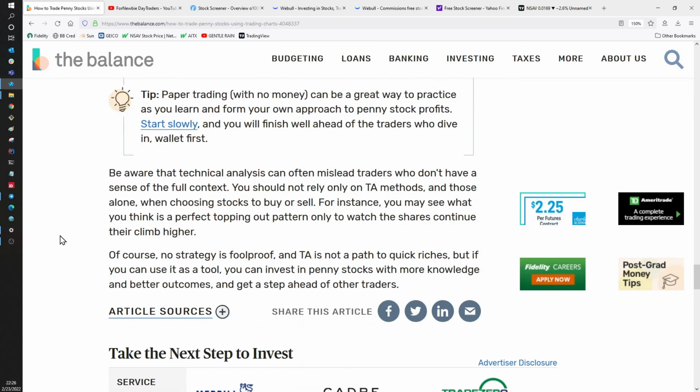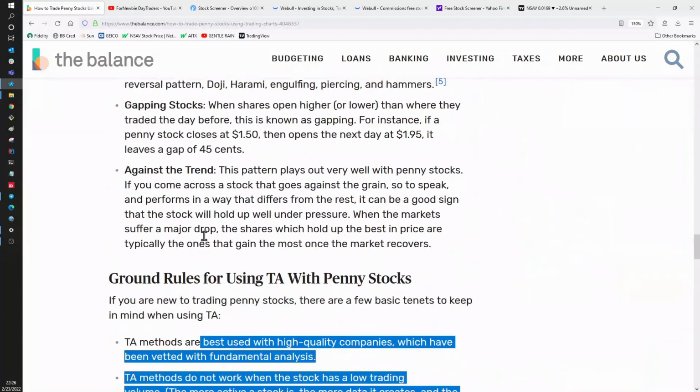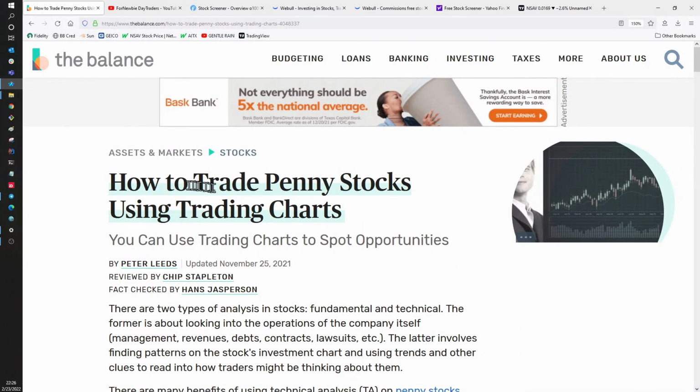And so I urge you to read or find this article, and you might be able to get more out of it than I've gone over, because I went over it pretty quick. How to trade penny stocks using trading charts.